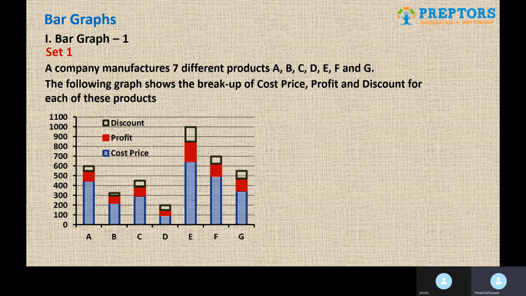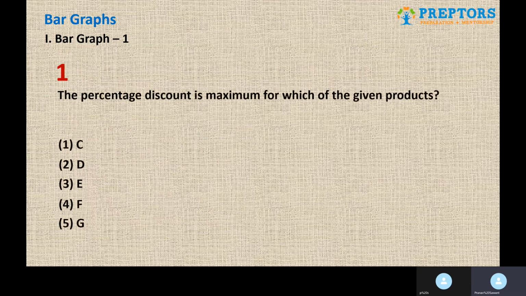So as you can see, the blue shaded part is cost price, red one is profit and the blank part is discount. Now let's move to the first question. The first question says the percentage discount is maximum for which of the given products. So these are the 5 products given and we have to find the maximum discount percent.